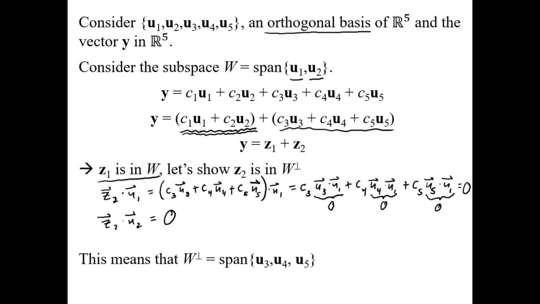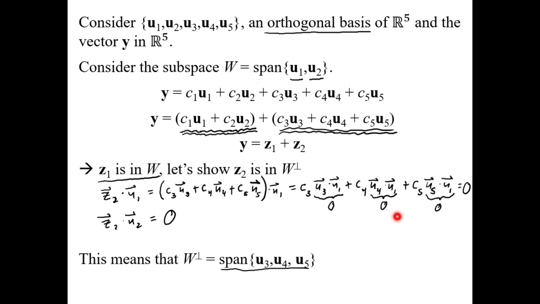So Z2 is in W perpendicular. Now notice that Z2 is basically the linear combination of U3, U4, and U5, which means that I could define W perpendicular as just the span. Basically, W perpendicular is the span of all the other basis elements of R5 that were not used to create W. So if W is the span of a couple of those vectors, W perpendicular is the span of the rest. In this case, U3, U4, and U5.